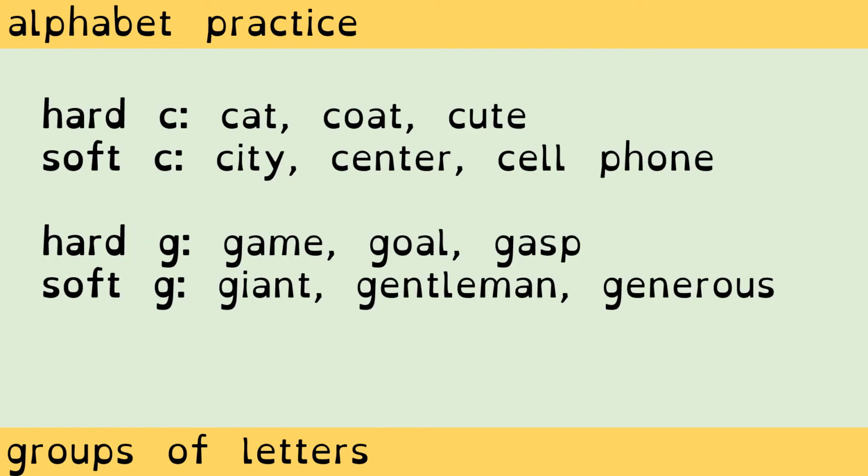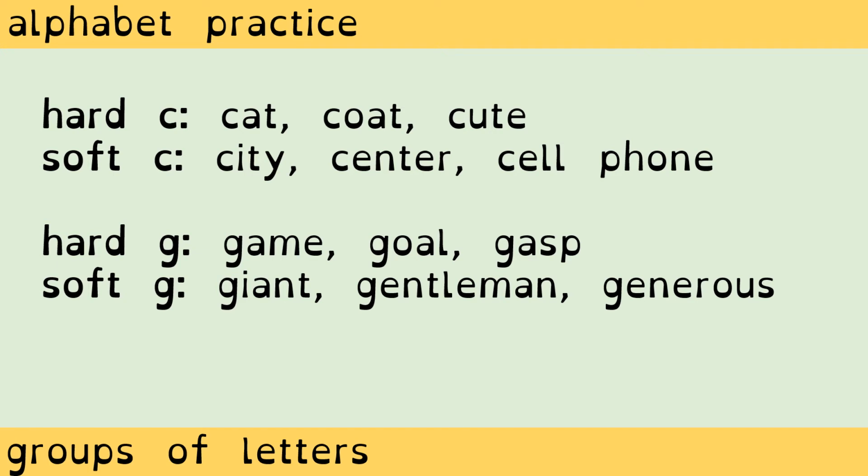Here are some examples of the hard C. Cat, coat, cute. Here are some examples of the soft C. City, center, cell phone. We will talk about the rule in later lessons, so for now I will just say that the soft sound, or S, appears before the vowels E and I. If the letter following the C is not an E or an I, the sound will be a hard C or a K sound. The letter G follows a similar rule.